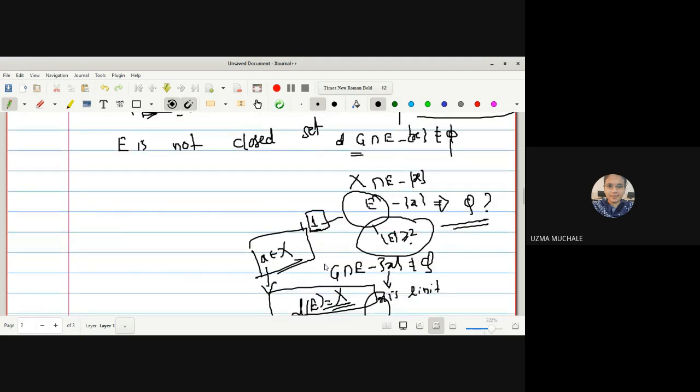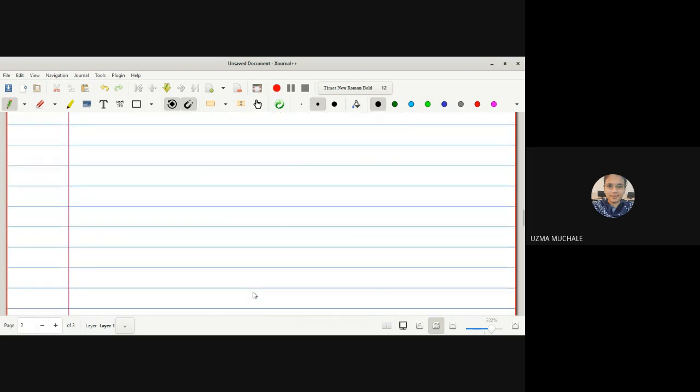I hope you remember this one. We have studied this while studying the derived set for discrete and indiscrete T space. Now let me go to the next example.